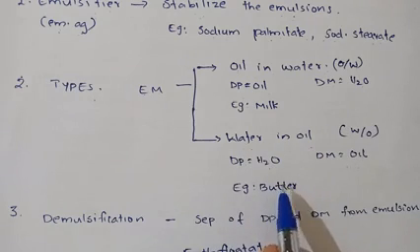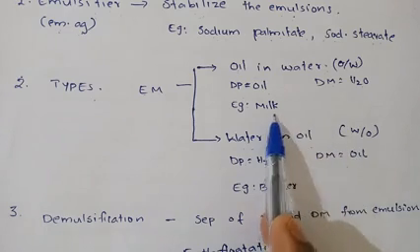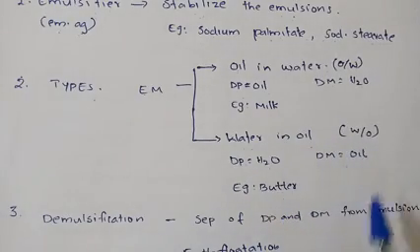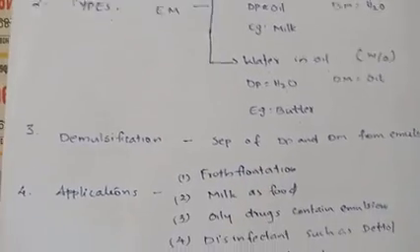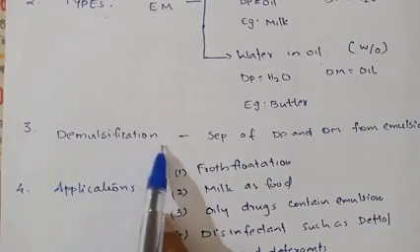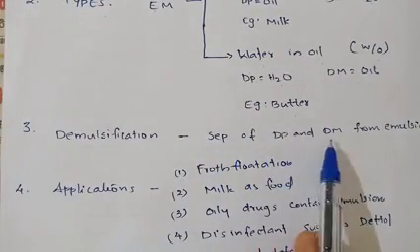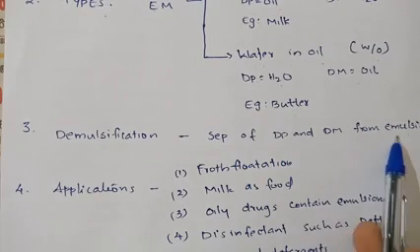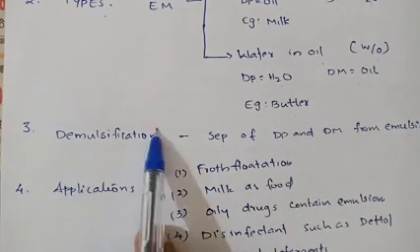Example, butter. So simply we can say there are two food materials here. Milk is O/W, butter is W/O. Simply we can easily study these two examples. Clear? Now we are moving to the third one, demulsification. It is just the opposite of emulsification: separation of dP and dm from emulsions. That means if we separate the dm and dP from emulsions, we call that process demulsification.